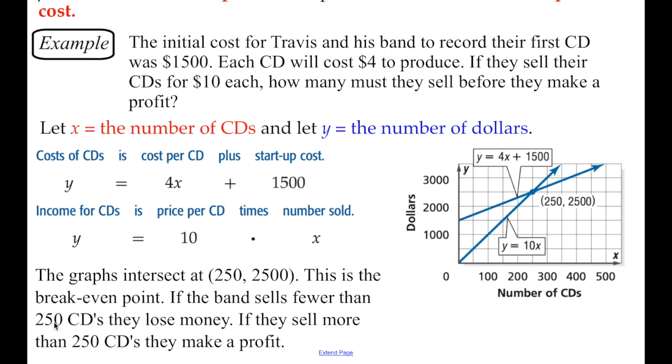So if they don't sell at least 250, they're going to lose money. If they sell 250, they break even. If they sell more than 250, they make a profit. Less than 250, they lose money.